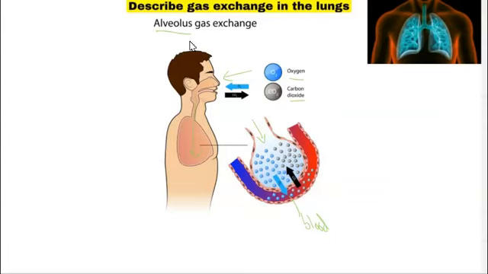We see the reverse happen with carbon dioxide. Carbon dioxide is in high concentration in the blood, but in low concentration in the alveoli. So the carbon dioxide diffuses into the alveoli when we exhale or breathe out. This air with a higher concentration of carbon dioxide but a lower concentration of oxygen is breathed out back into the atmosphere.